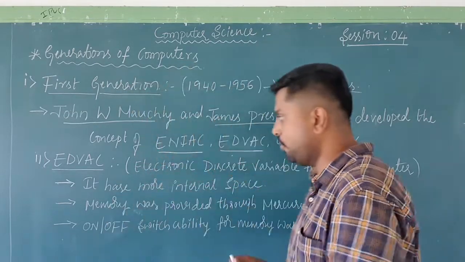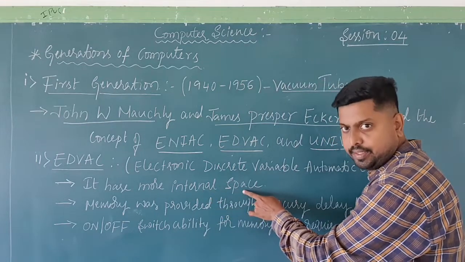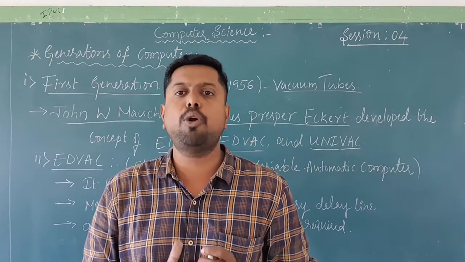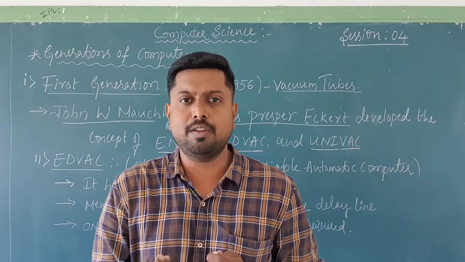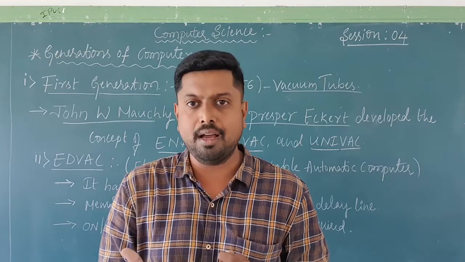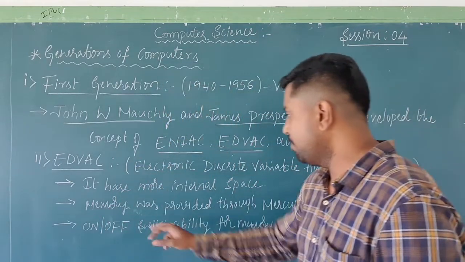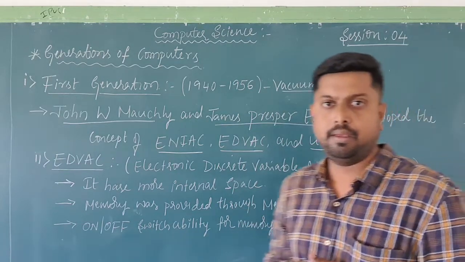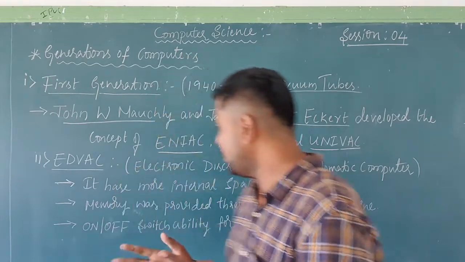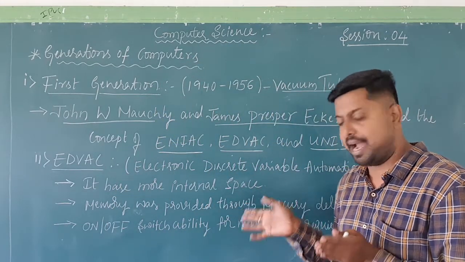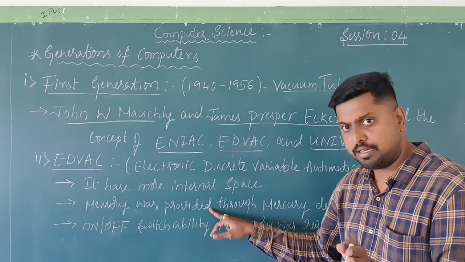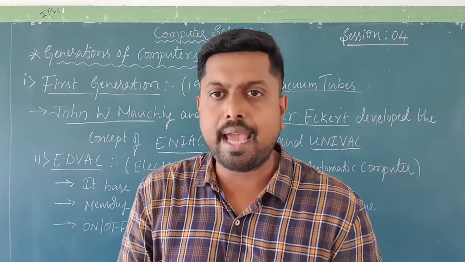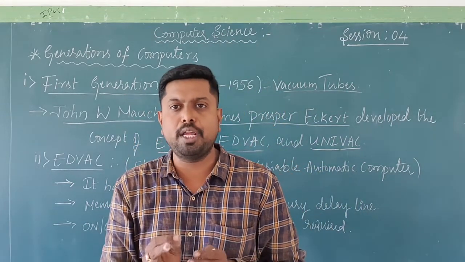How? Let us see one by one. It has more internal space. Of course, compared to the ENIAC device, EDVAC has more internal space. More internal space means it will store a large amount of data compared to the ENIAC. And memory was provided through mercury delay lines. How was the memory provided in this EDVAC? The memory was provided through mercury delay lines. Through mercury delay lines, this particular type of memory was developed.